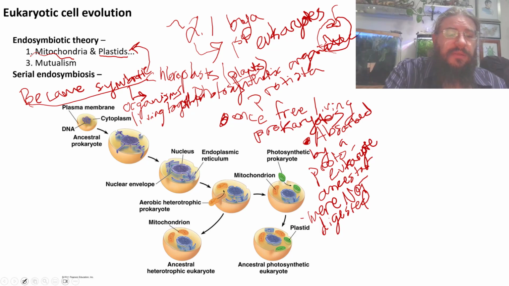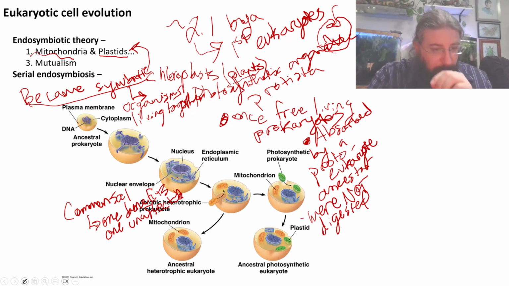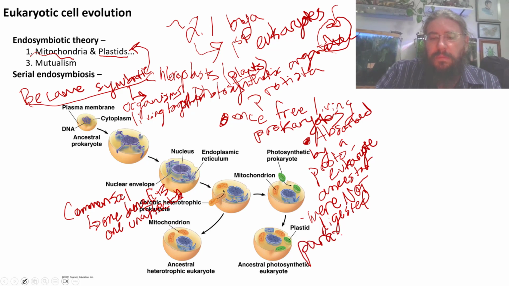You can be commensal. In commensalism, basically one benefits, one is unaffected. So, one of them is getting a benefit to their symbiotic relationship, and one of them is not affected positively or negatively. Another symbiotic relationship is parasitic. A parasitic relationship. One benefits, one is harmed.